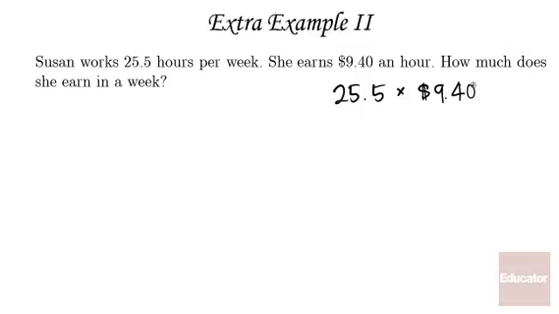$9.40. Again, when I multiply these numbers, I'm just going to line up the numbers. I don't care about the decimal point. 25.5 times 9.40. You're just lining up the numbers, okay? So let's multiply the 0. Now 0 times 0 is all zeros, so I'm just going to move on to the next number. 4 times 5 is 20.